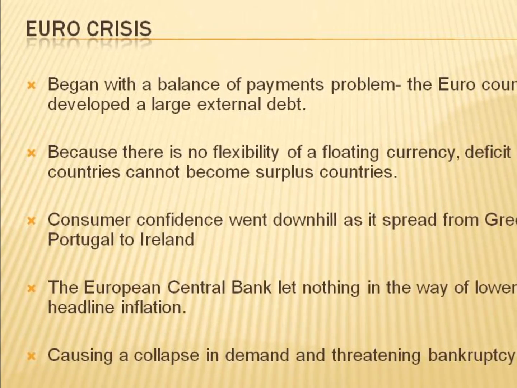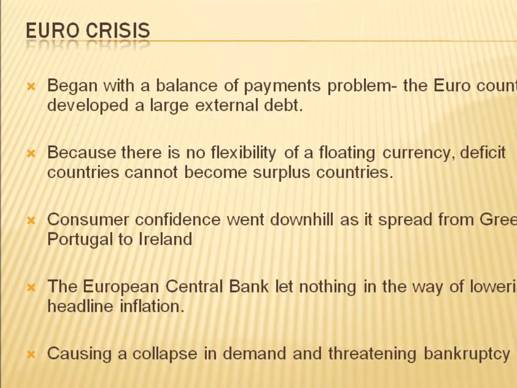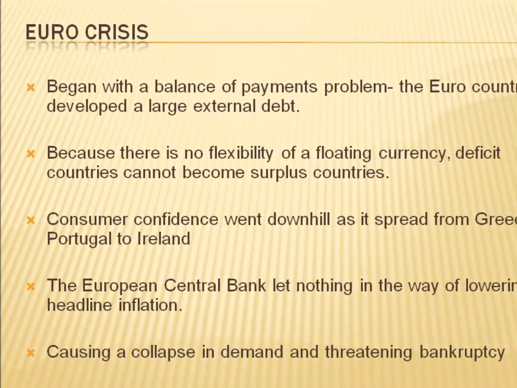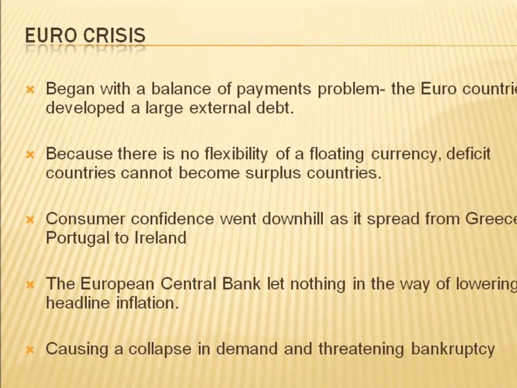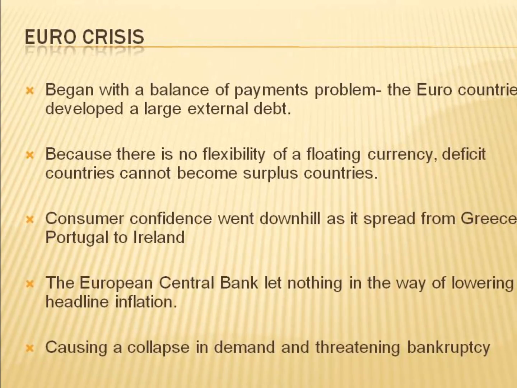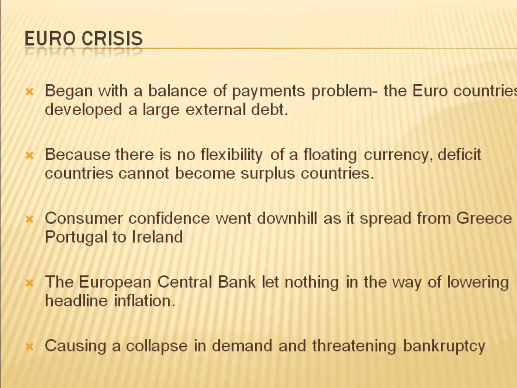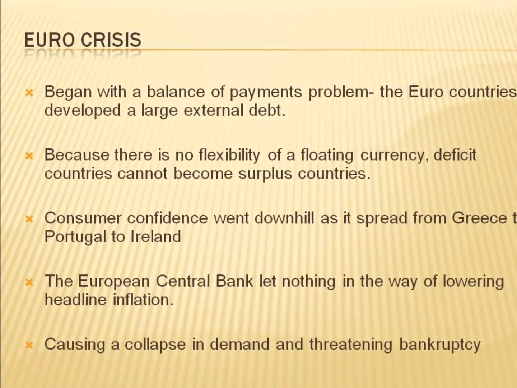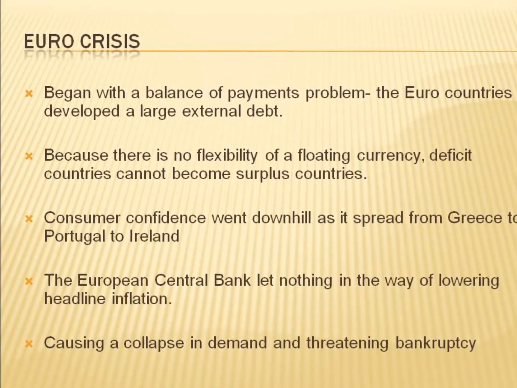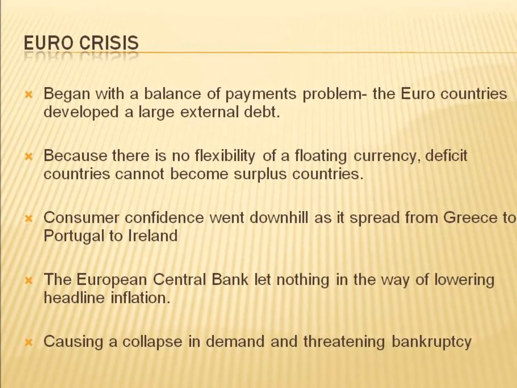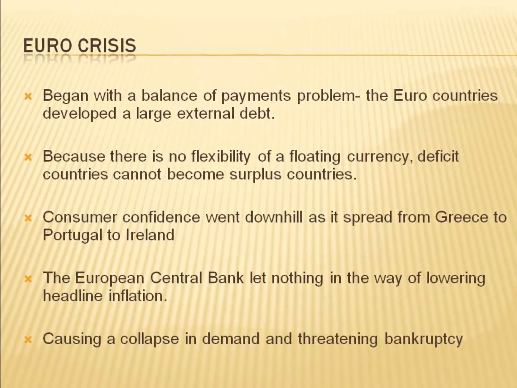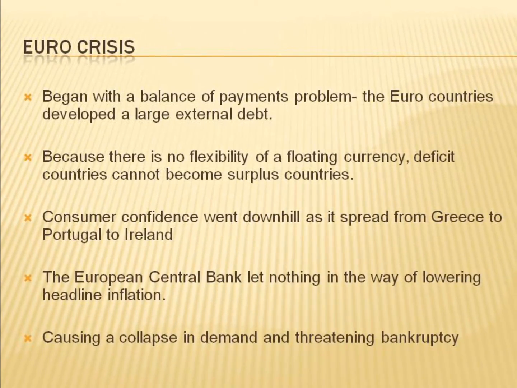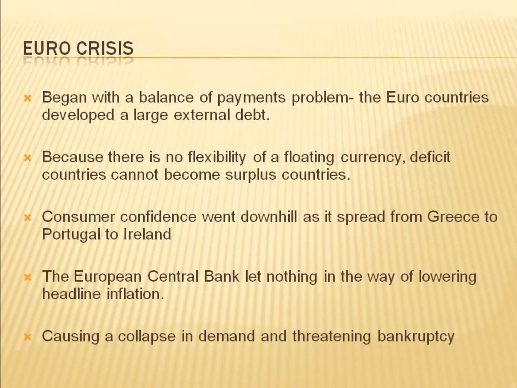The euro crisis. It began with a balance of payments problem. The euro countries developed a large external debt, and because there is no flexibility of a floating currency, deficit countries cannot become surplus countries. Consumer confidence went downhill as it spread from Greece to Portugal to Ireland, and the European Central Bank let nothing in the way of lowering headline inflation. This caused a collapse in demand and threatening bankruptcy.